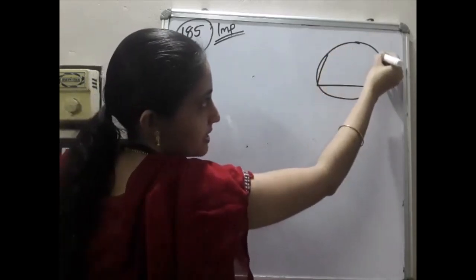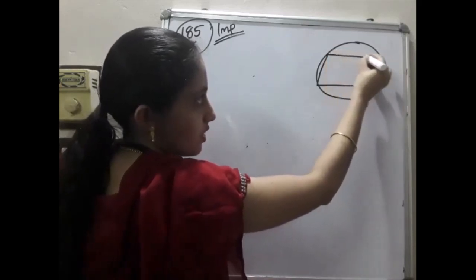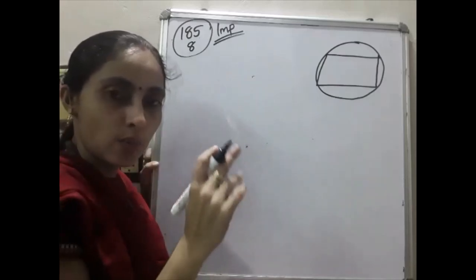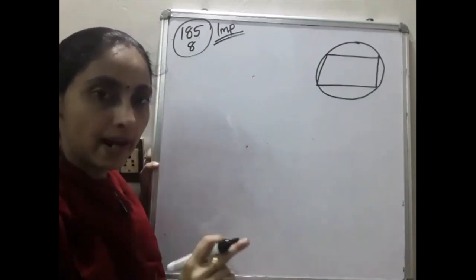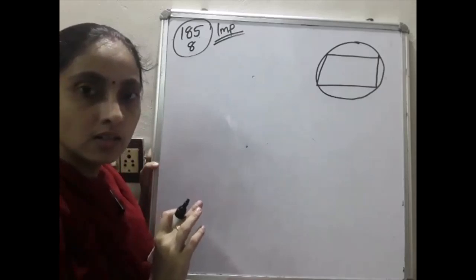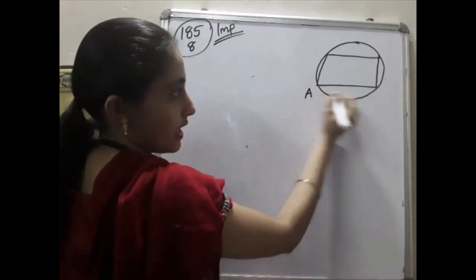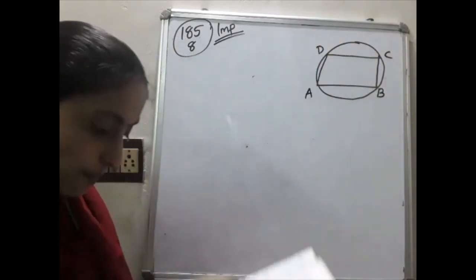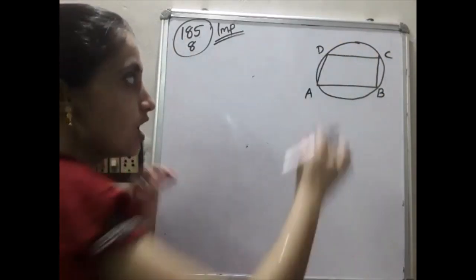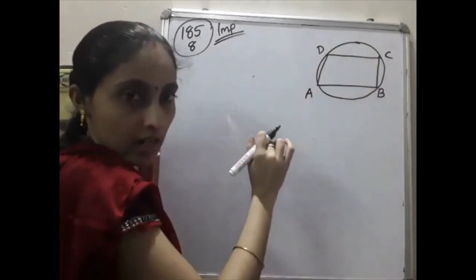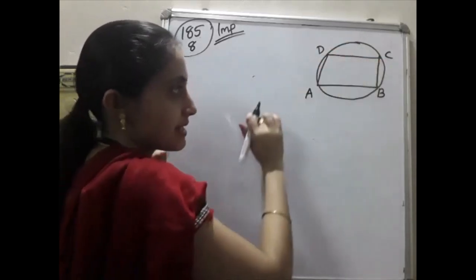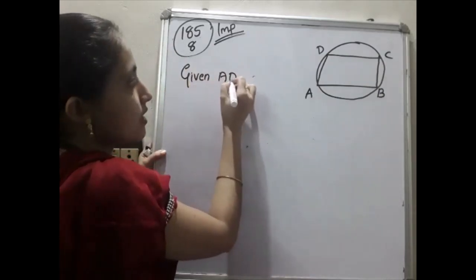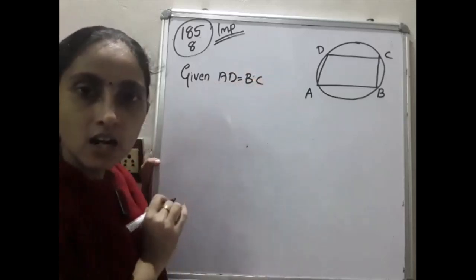What do you mean by trapezium? Does anyone know? One pair of opposite sides are parallel, not equal, parallel, and that is said to be a trapezium. Okay, so ABCD is a trapezium. And the question is: the non-parallel sides of a trapezium are equal. So AB and DC are parallel, and the non-parallel sides AD and BC are equal. So it is given that AD is equal to BC. That is given in the question.